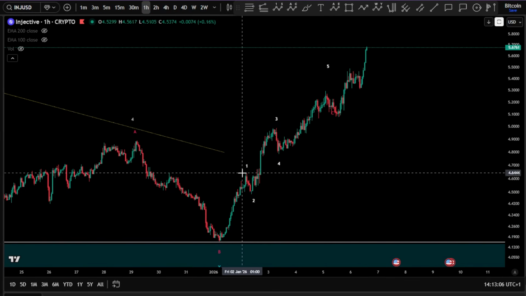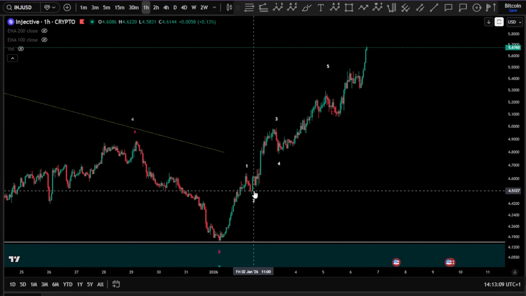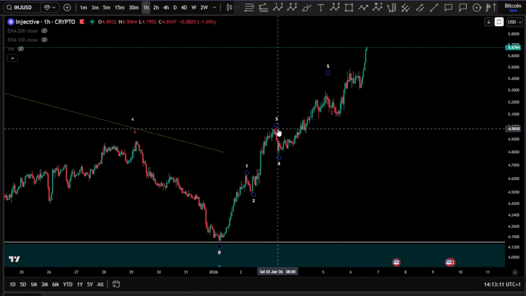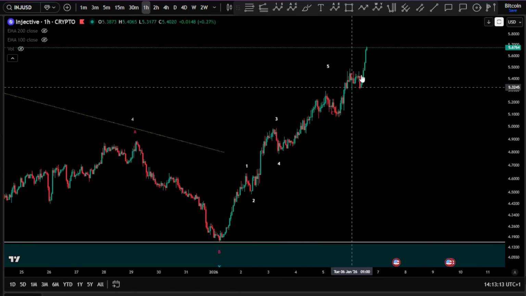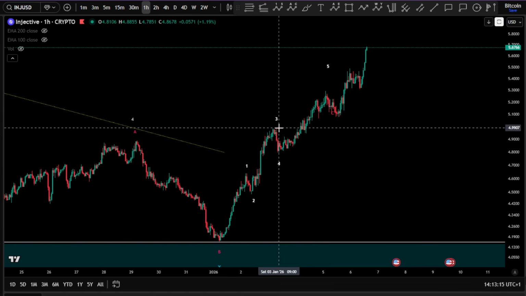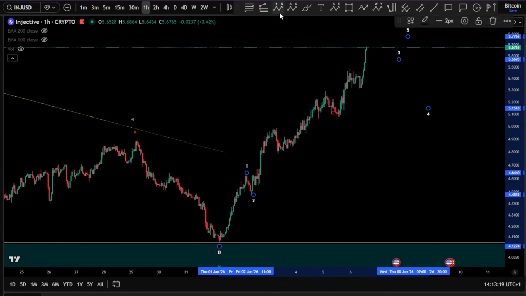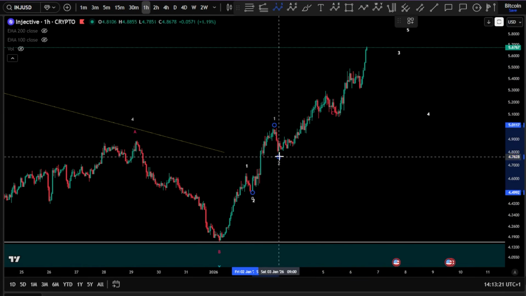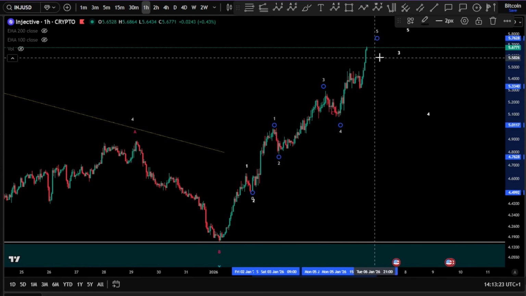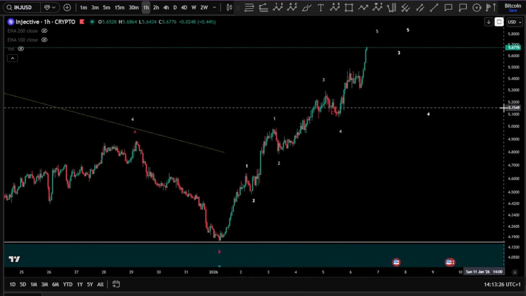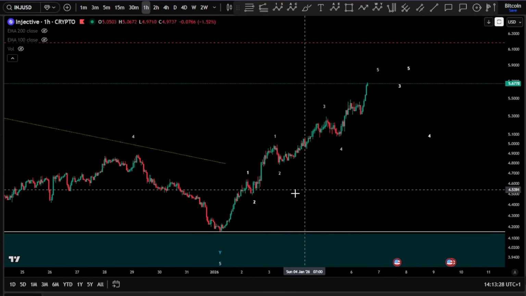1, 2, 1, 2, 3, 4, and a 5 for a wave 1. Okay. And then wave 2, wave 3, very short, shorter than wave 5, shorter than wave 1, which is not allowed. It's a double 1, 2, guys. So we have a 1, 2, and then 3, 4, and a 5 unfolding in the gray. Yep, this is exactly what's going on.